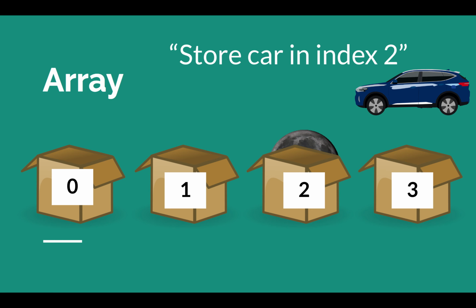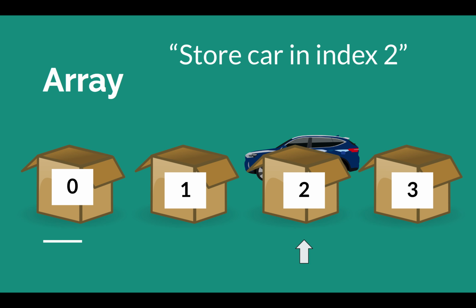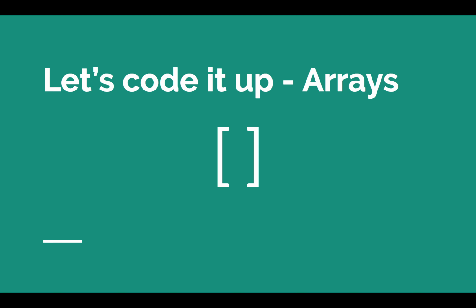You can also overwrite things. So if you say store car in index 2, you find index 2, and you put a car in it, and it removes the moon, which was previously in there. So boxes can only hold one thing at a time, and you can replace those things, but it still only holds one thing. So let's code it up.